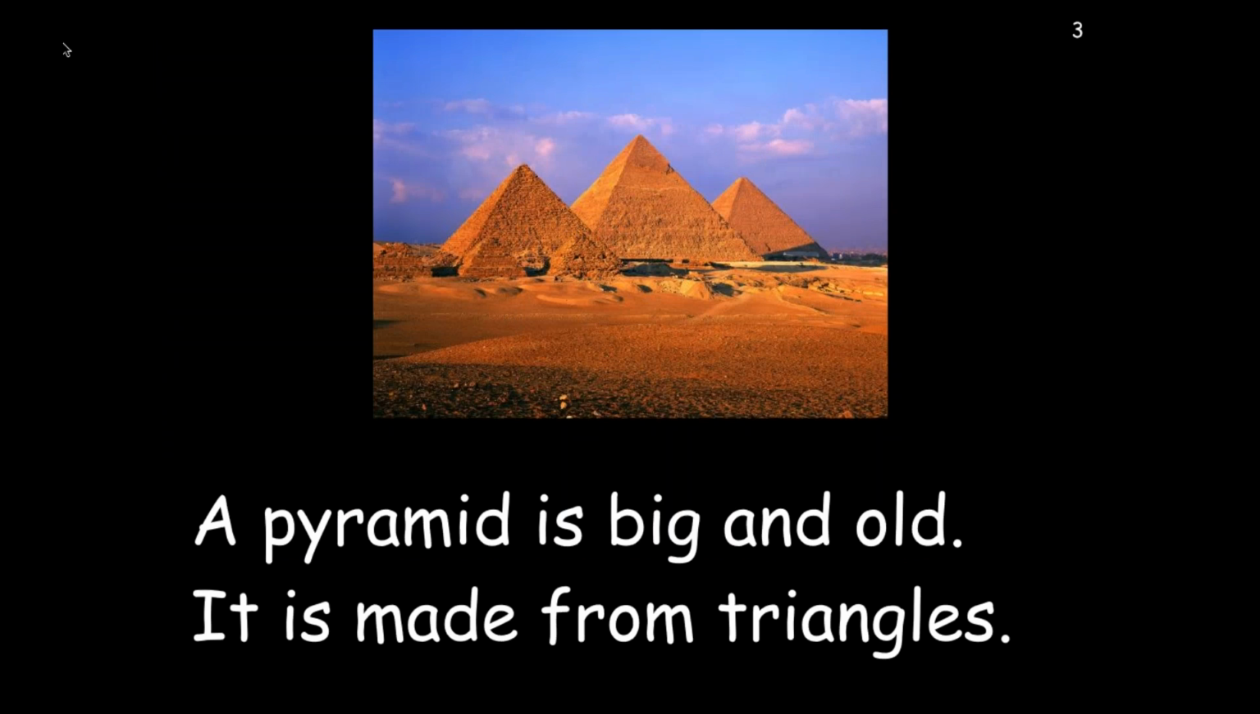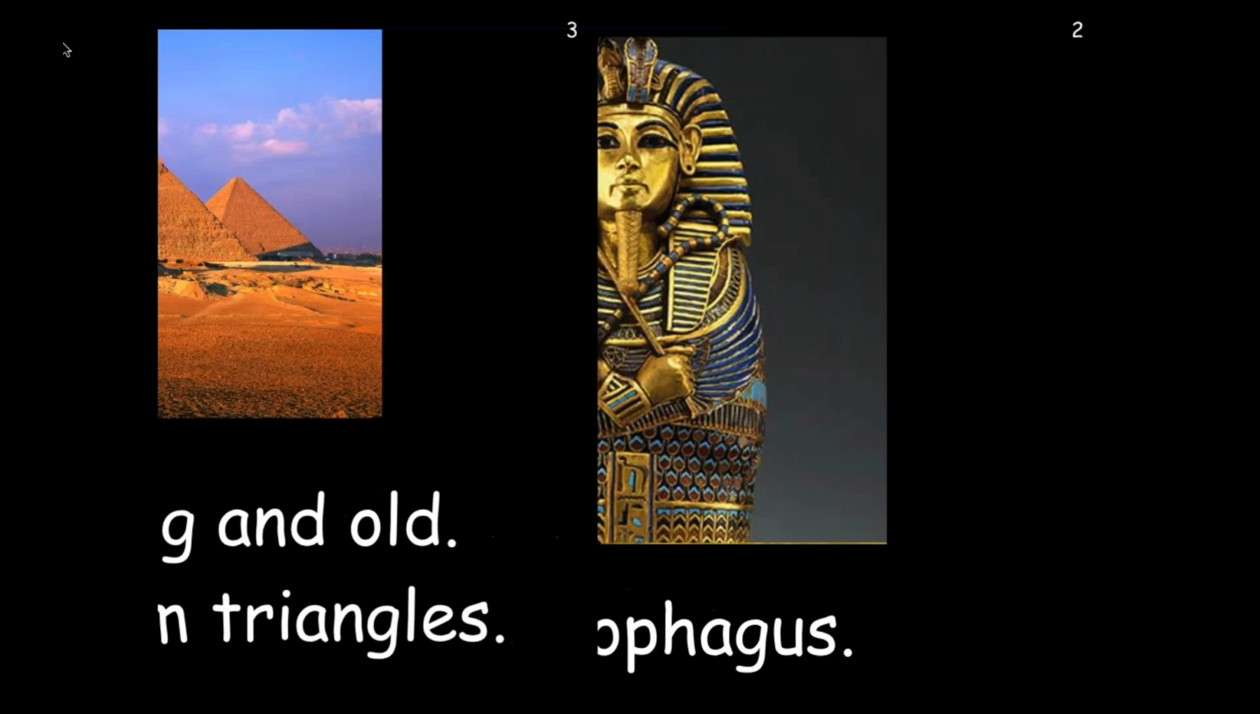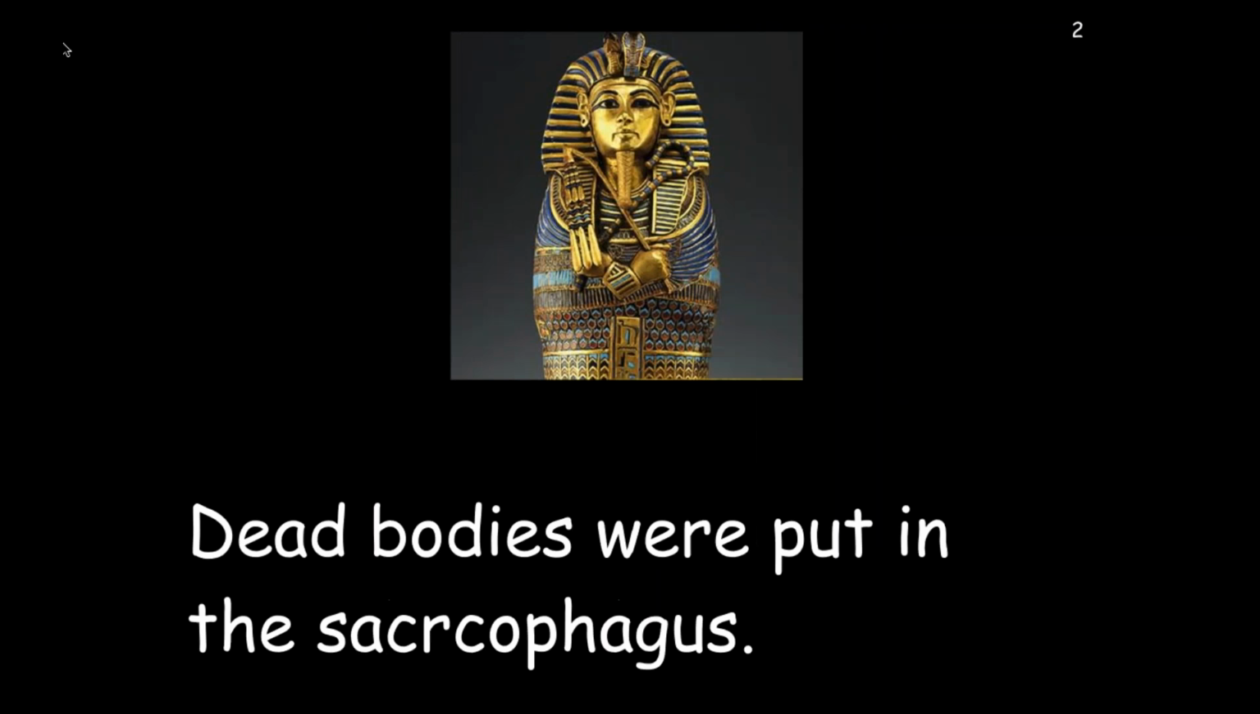And one of her classmates, as part of their assignment, was to take Maggie's Proloquo2Go, a core word-based system, and define the vocabulary using the words that are available to Maggie in her system. So a pyramid is big and old. It is made from triangles. I think they also said something about rocks and stone, but this is just the copy I have. S is for sarcophagus. Dead bodies were put in the sarcophagus. So this was the kind of materials that her classroom was using.